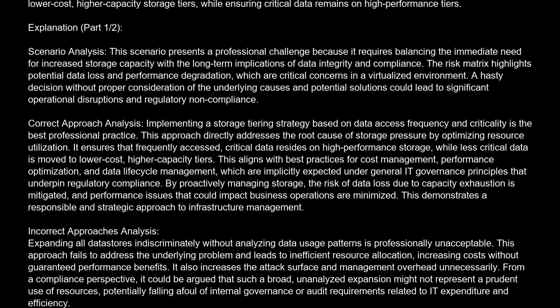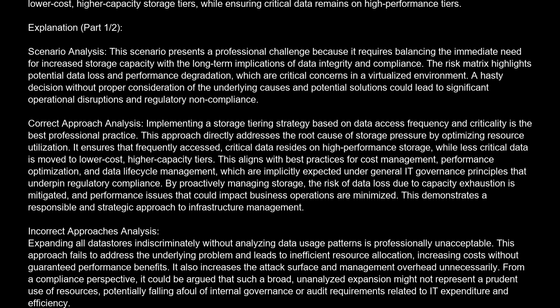Implementing a storage tiering strategy based on data access frequency and criticality is the best professional practice. This approach directly addresses the root cause of storage pressure by optimizing resource utilization. It ensures that frequently accessed, critical data resides on high-performance storage, while less critical data is moved to lower-cost, higher-capacity tiers. This aligns with best practices for cost management, performance optimization, and data lifecycle management, which are implicitly expected under general IT governance principles that underpin regulatory compliance.